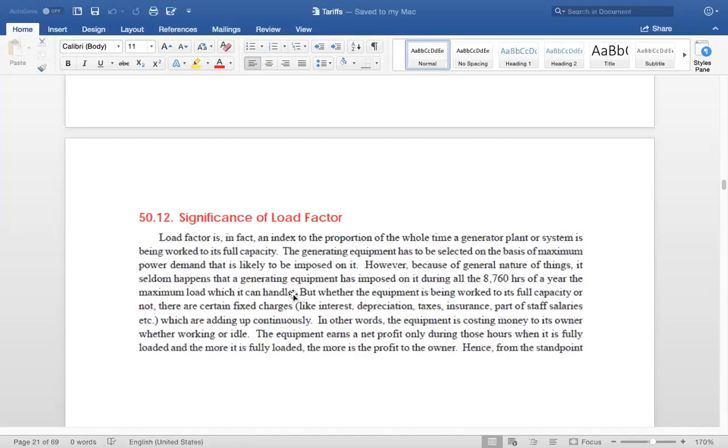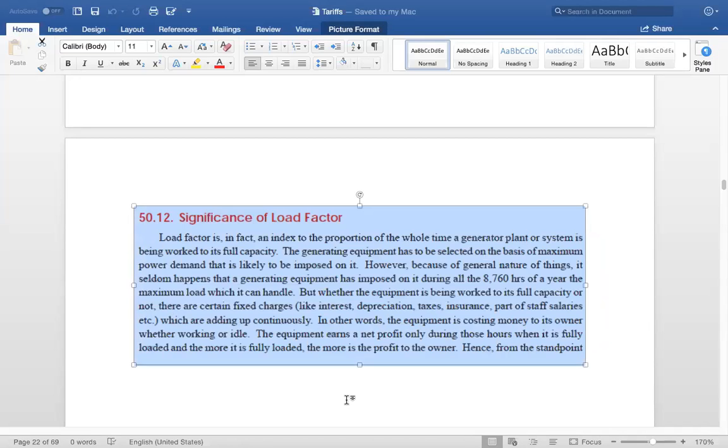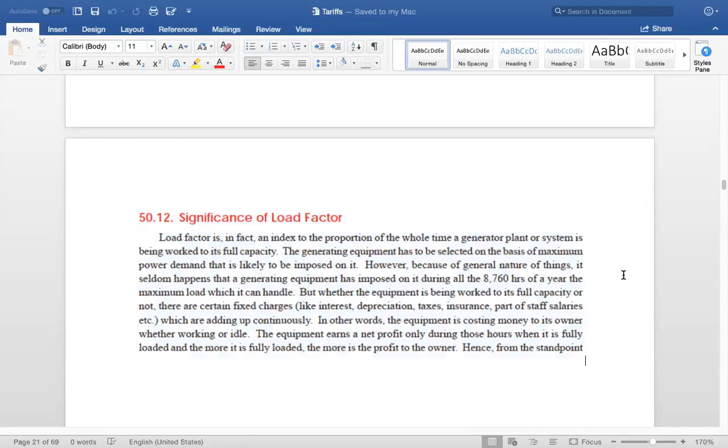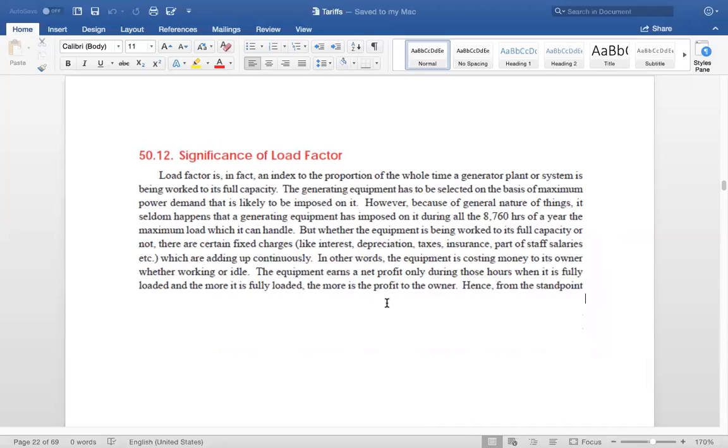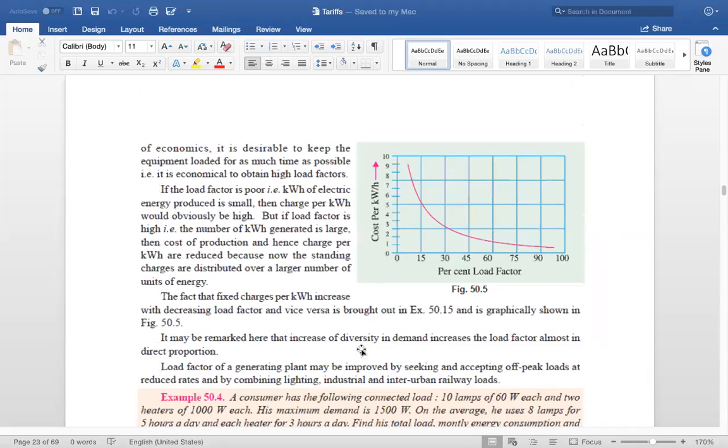But whether the equipment is being worked to its full capacity or not, there are certain fixed charges like interest, depreciation, taxes, insurance, part of salaries, which are adding up continuously. In other words, the equipment is costing money to its owner, whether it's working or idle. So it earns a net profit only during those hours when it's fully loaded, and the more it is fully loaded, the more is the profit to the owner. So he wants a good load factor.